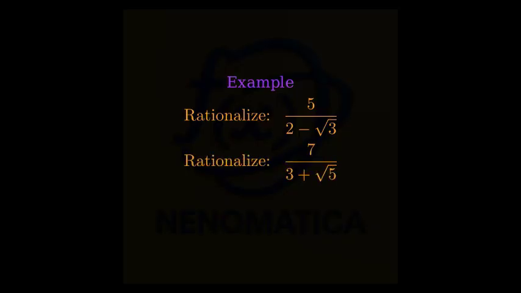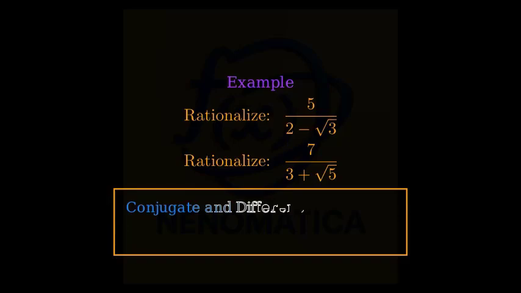Example. We will follow the exact step-by-step algorithm. Multiply by the conjugate, apply the difference of squares to the denominator, and then simplify. Our tasks are rationalize 5 divided by 2 minus the square root of 3, and rationalize 7 divided by 3 plus the square root of 5. The key rule is the conjugate trick. For any a and positive c, a minus root c times a plus root c equals a squared minus c. So to remove a radical from a denominator, multiply numerator and denominator by the conjugate.